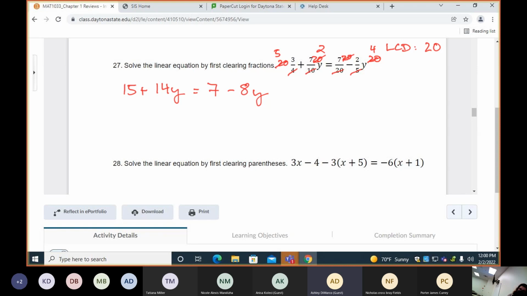And now I'm going to move the 8y to the left. 15 plus 22y equals 7.